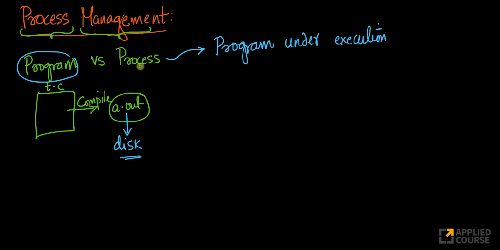A process, on the other hand, is a program under execution with some resources, and it's stored in the main memory or RAM, right? With resources allocated to it. Okay, that's very, very important.